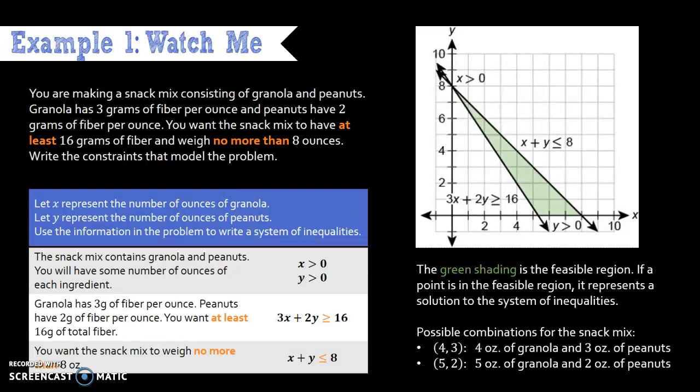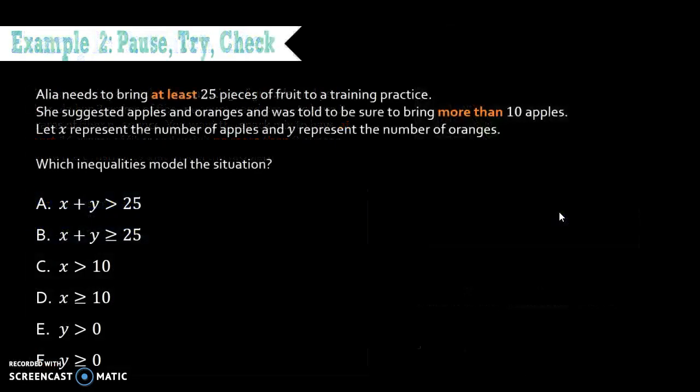Let's test out some possibilities. So the point (4, 3). I'm going to come over to 4 and then up to 3. That is inside my green region. If I plug in 4 and 3, I could have 4 ounces of granola, 3 ounces of peanuts, and that would fulfill my requirements. I could also have (5, 2), which should be right here: 5 ounces of granola, 2 ounces of peanuts. So any point that's within this green section is a solution to your system. Go ahead and pause and try this one.